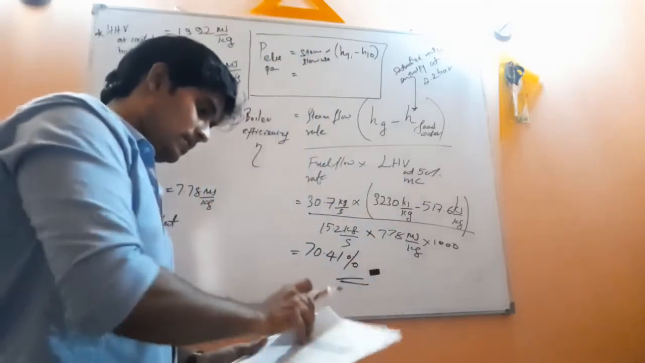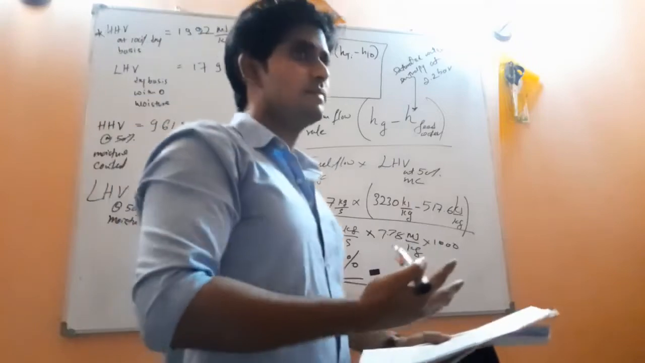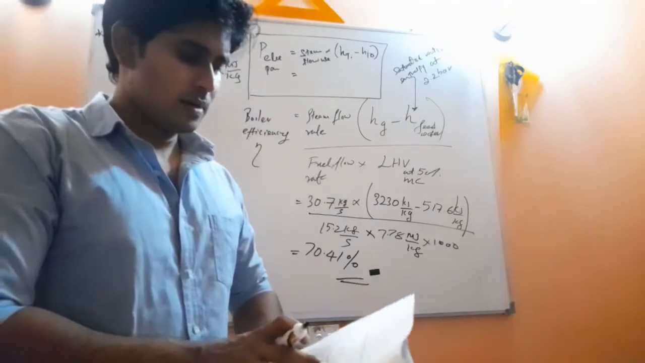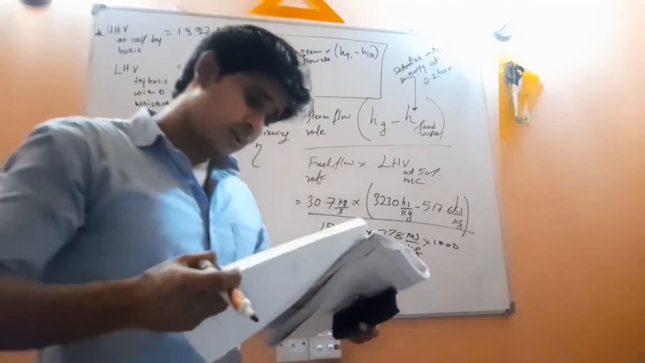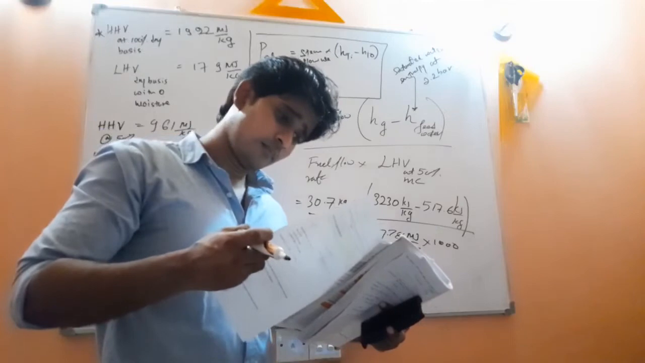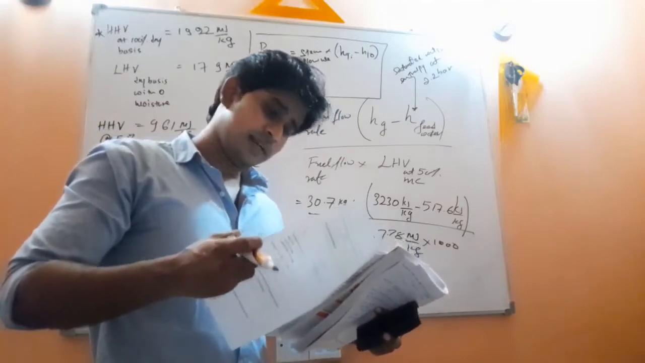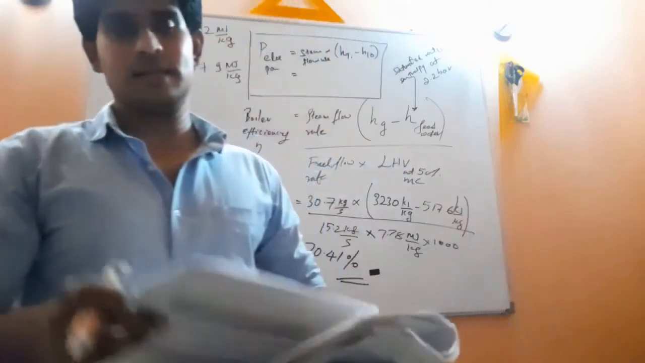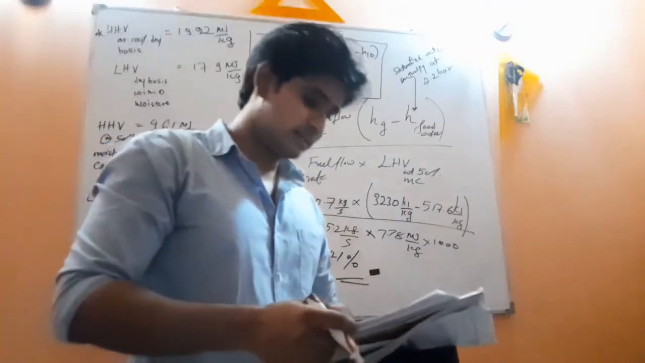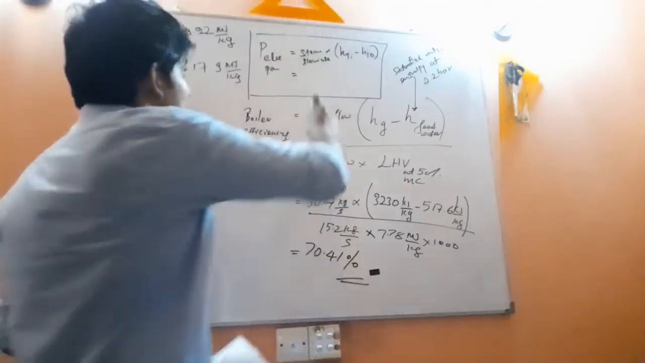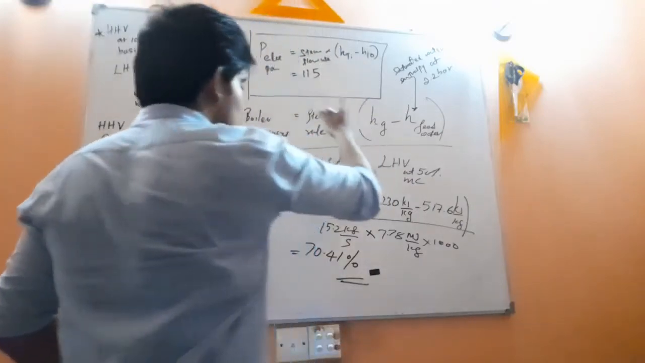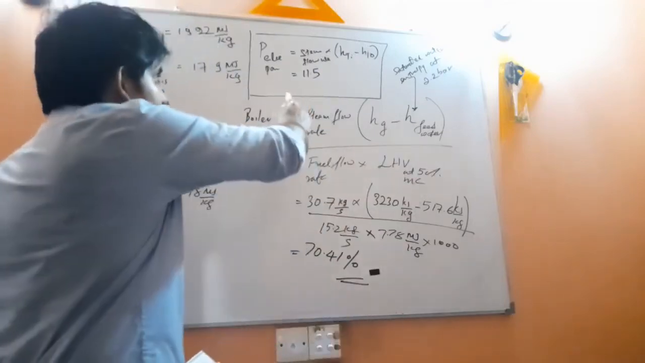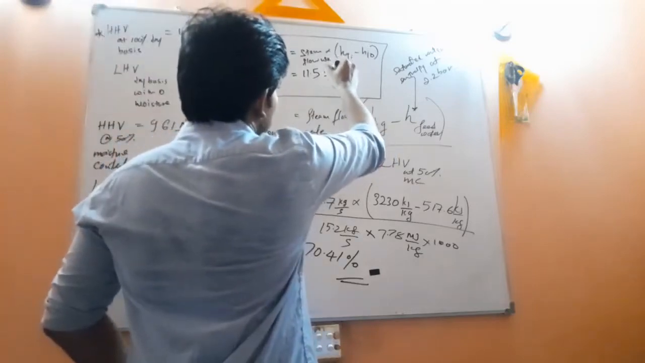Be very careful. The entire steam flow rate that is produced by the boiler is not sent to the turbines. If you carefully see the problem, 11.5 kilograms per second is consumed to generate electricity. So the steam flow rate is 11.5, because out of that 30.7 only 11.5 is sent to the turbines. So it's 11.5 kilograms per second.